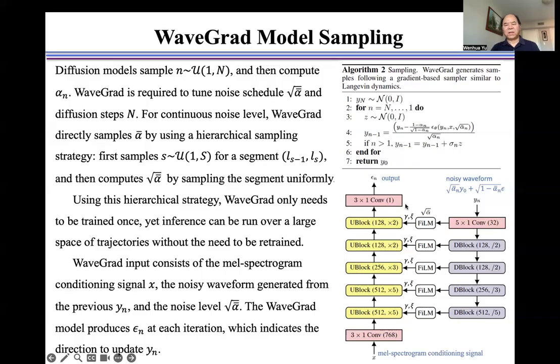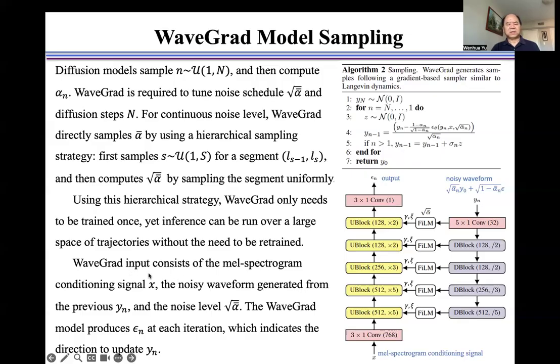Here, this is the WaveGrad architecture. These are the 5 upsampling blocks, and these are the 4 downsampling blocks. There are 2 convolution layers, above the upsampling blocks and below the downsampling blocks. This is the feature-wise linear modulation. And this is the convolution layer before the downsampling blocks.